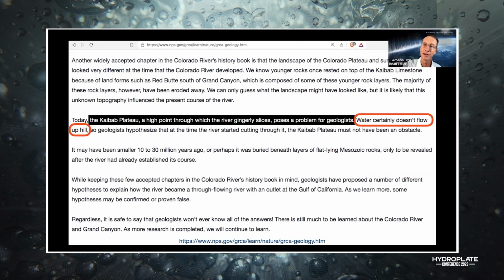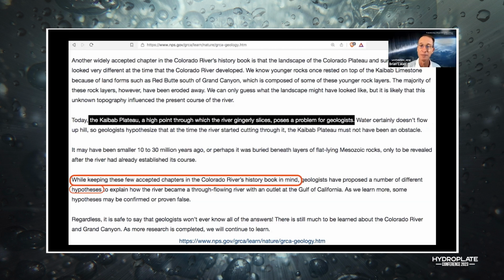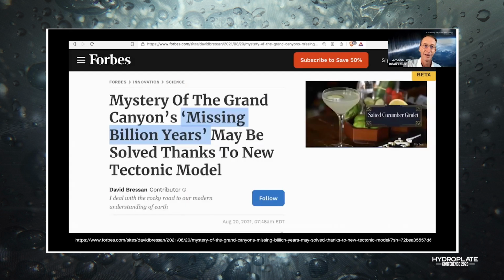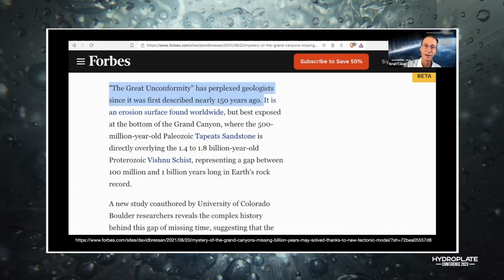So why do you think the river cut the canyon? And then it goes on to say, well, keeping these few chapters in the Colorado history books in mind, what's the chapter? The river carved the canyon. They'll never get the right answer if they keep that chapter in the book. And this is Forbes. The mystery of the Grand Canyon's missing billions of years may be solved thanks to new tectonics models. Missing billions of years? I didn't see that on the website. Okay, and it says the great unconformity has perplexed geologists since it was first described nearly 150 years ago.